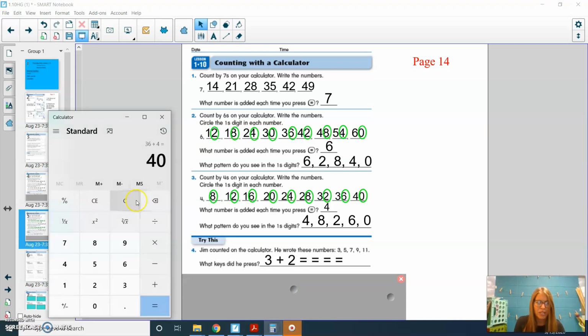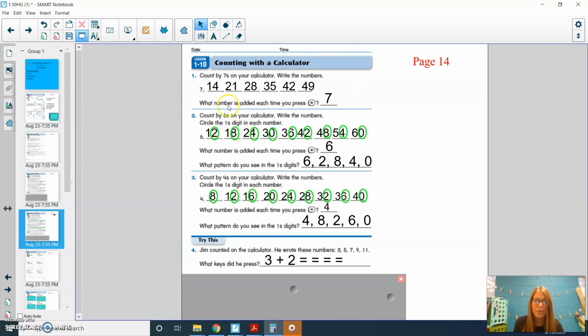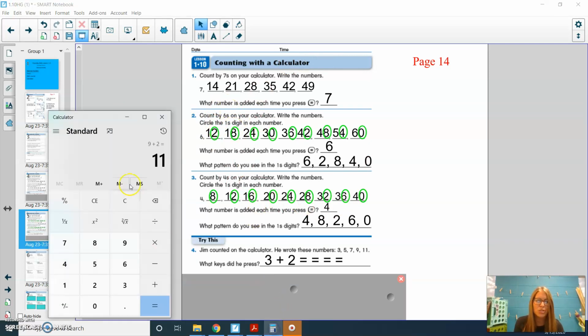So second graders, if I'm going to test this out with my calculator, if he first had the number 3 and then Jim pressed +2 and kept hitting equals, he would get his 5, 7, 9, and 11. All right. If you want to practice more with counting on your calculator, you could pick other numbers to count by. And again, if I was going to count by 5s, I would click 5 plus 5 equals, and I just keep clicking equals, and I can watch my calculator as it skip counts. Kind of a fun trick. All right.